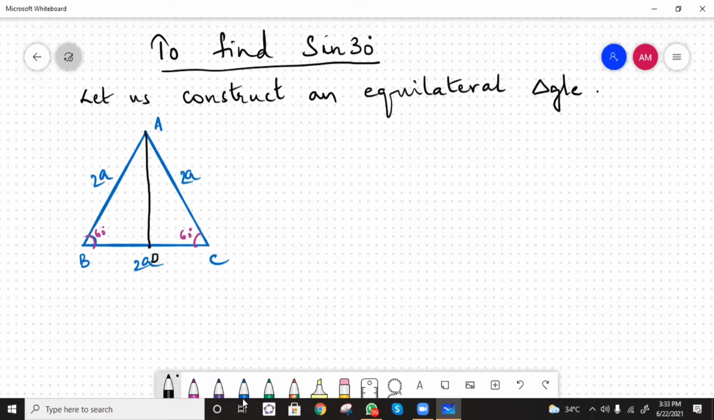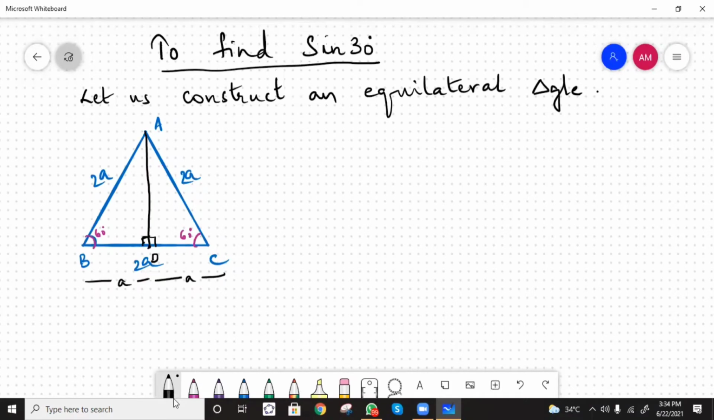Now, what will be BD? This is half of that one. So this is A. And what about this? This is A. Isn't it? So this is 90 degrees, and this is also equal to 90 degrees. Is this point clear to you? A perpendicular from A to BC intersects BC at the midpoint of BC. So let the midpoint of BC be D. If the total length BC is 2A, what will be BD? A. What will be DC? A units. Clear now?